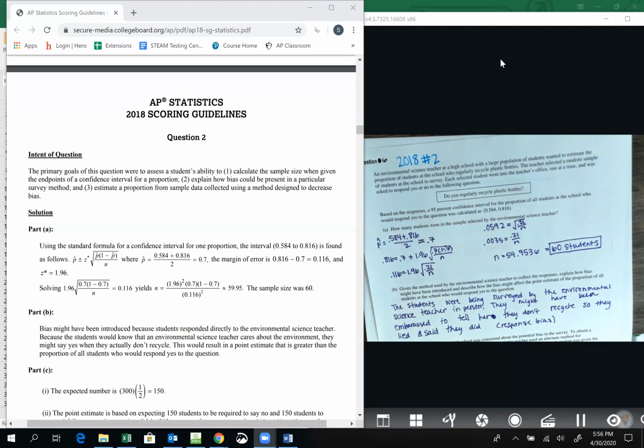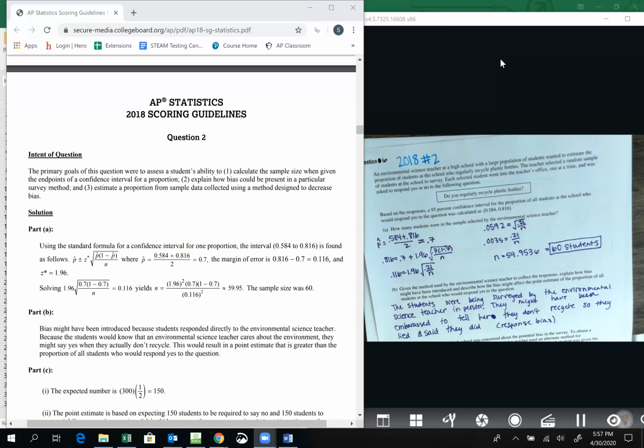Part A. An environmental science teacher at a large high school like ours randomly selects a sample of students, that's good. Each selected student went into the teacher's office one at a time and was asked to respond yes or no to the following question: Do you regularly recycle plastic bottles? Based on the responses, a 95% confidence interval for the proportion of all students at the school who would respond yes to the question was calculated as 0.584 to 0.816. How many students were in the sample selected by the environmental science teacher?